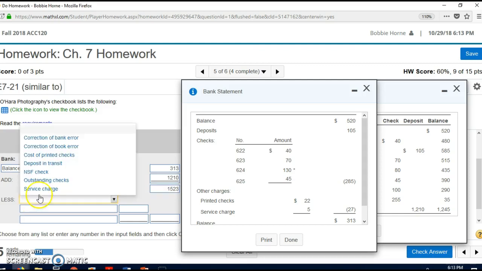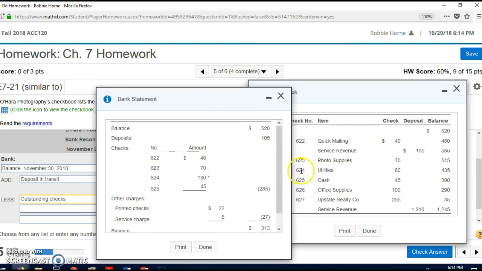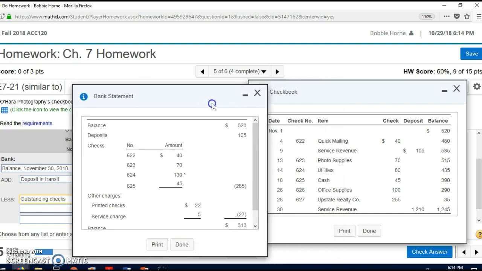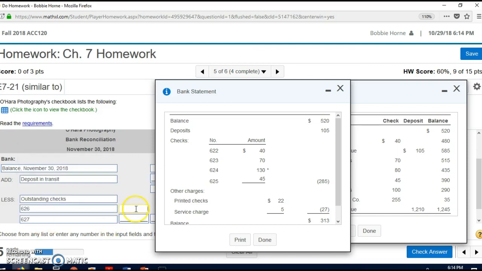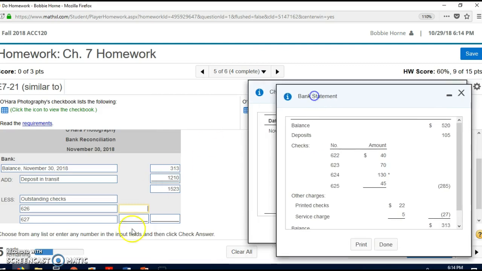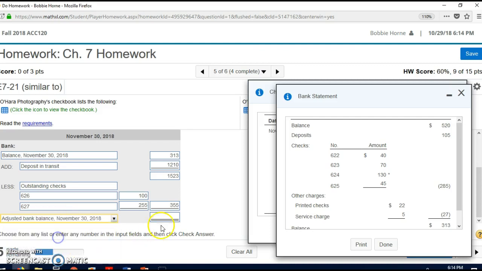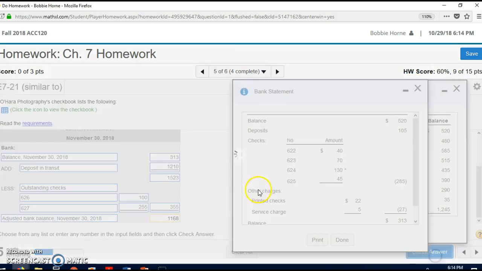So that would be $1523. And then we want to subtract any outstanding checks. We have the check for $40, checks 622, 623, 624, and 625, but 626 and 627 have not come through yet. So we have check 626 and check 627. 626 is $100 and 627 is $255. So the total deductions there are $355. So our adjusted bank balance would be $1523 minus $355, which is $1168. I'm in a hurry, so hopefully that's right.